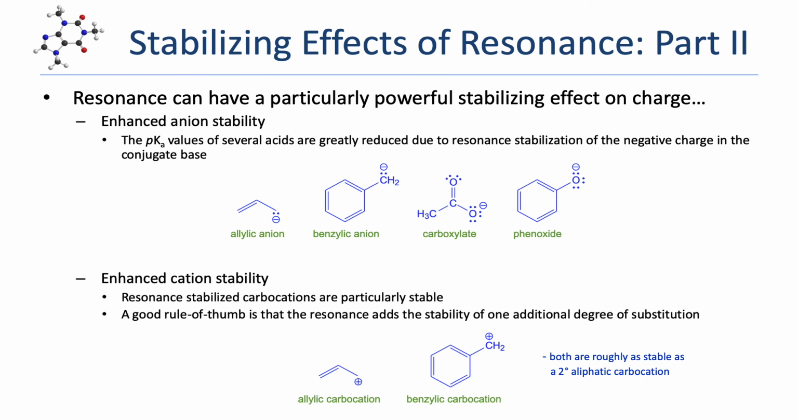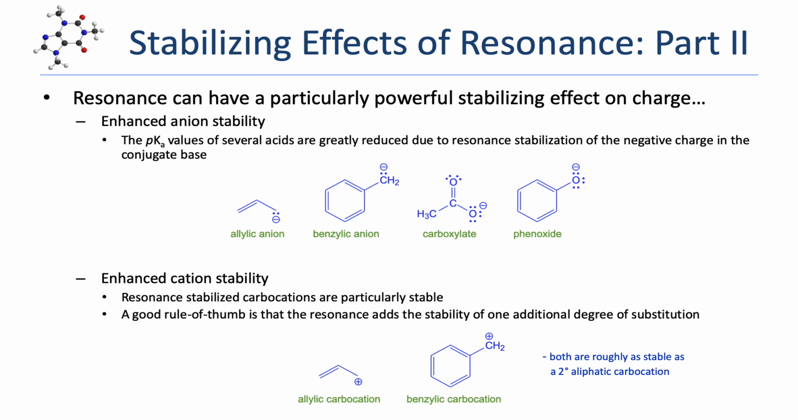Resonance can have a particularly powerful stabilizing effect on charges. Remember that when you spread out charge, you stabilize charge. Let's take a look at some examples where resonance can stabilize a negative charge. Anion stability is really important in acid-base chemistry. If a negatively charged base is stabilized by resonance, that means that its conjugate acid will be considerably more acidic than in a similar molecule that lacks resonance.